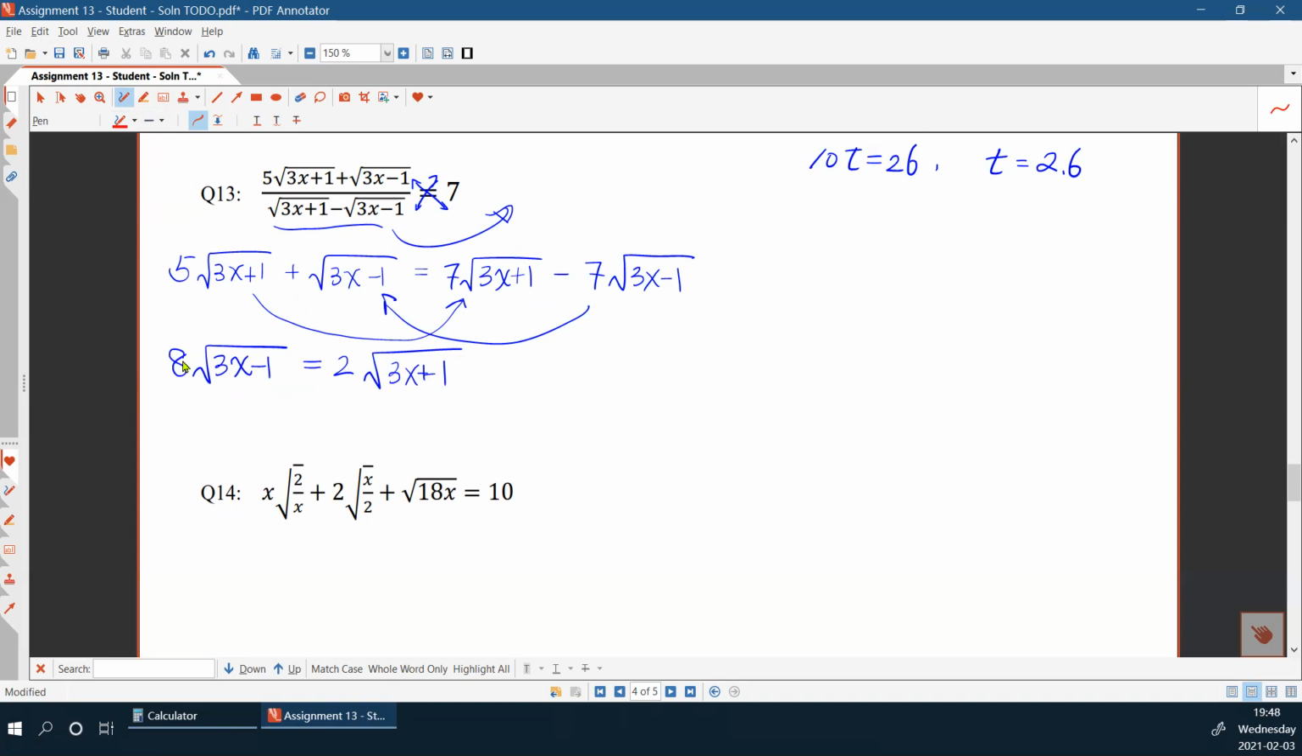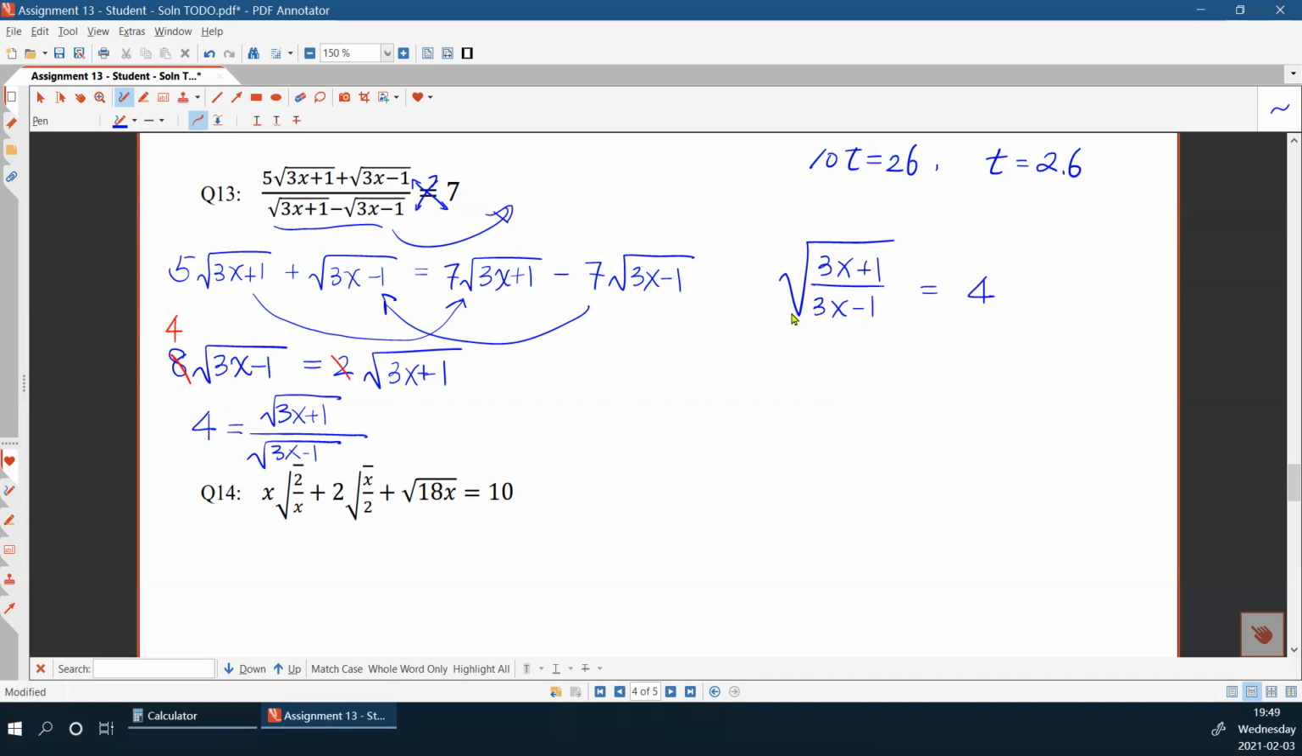And we can divide both sides of the equation by 2. This gives you 4 times square root 3x minus 1 equals square root 3x plus 1, right? Okay, next, we can divide both sides of the equation by 3x minus 1. Next, this actually gives you square root of 3x plus 1 over 3x minus 1 is 4, right?